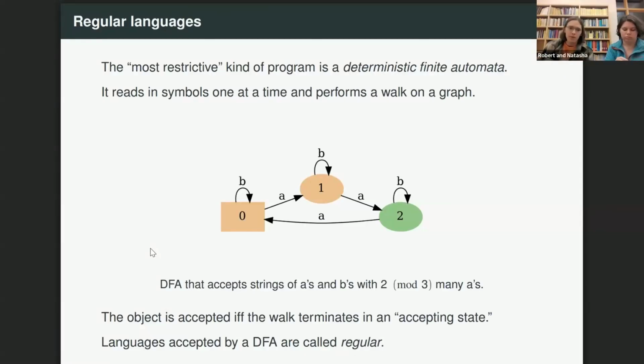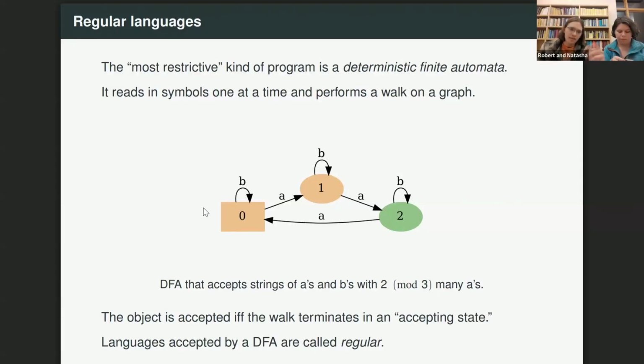Here I have a relatively straightforward DFA. What this does is it works on strings composed of any numbers of A's and B's. So you can read in as many A's as you want, as many B's as you want, and they determine walks on this graph. So the vertices are labeled 0, 1, and 2. The square vertex represents that it's a start state. The green vertex represents that it's accepting, and orange means it's rejecting. So what happens here, you start at vertex 0. Every time you read in an A, you increment the vertex counter by 1, until you get to 2, then you loop back to 0. So you're counting the number of A's mod 3.